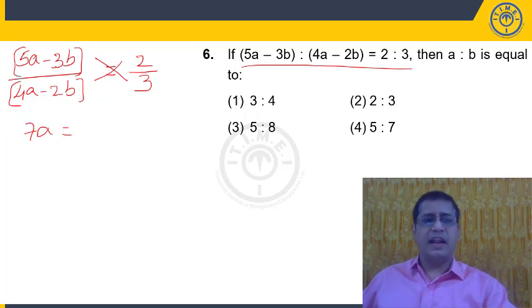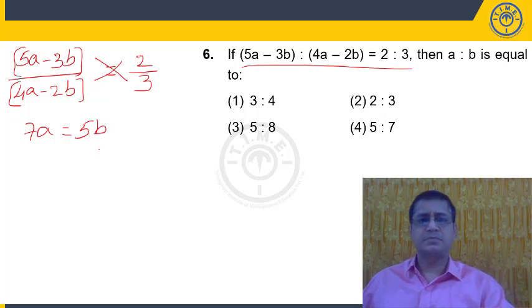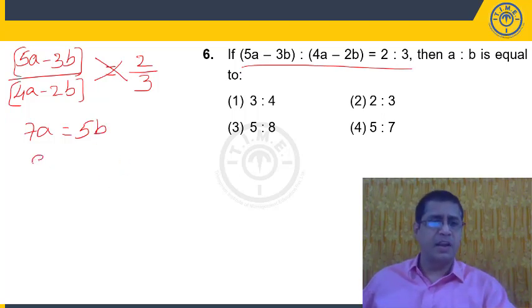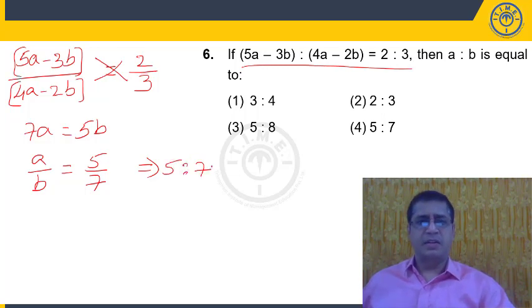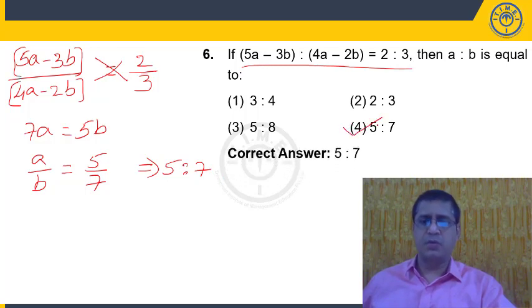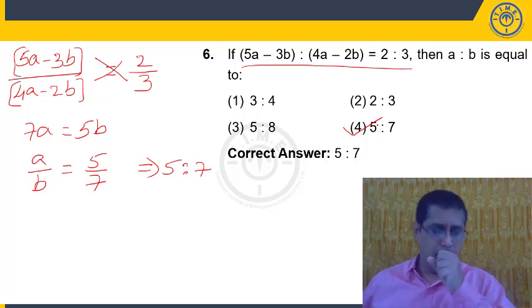3 into 3, 9B. 2 into 2, it is 4B. 9B minus 4B. How much? It is 5B. 7 times A is equal to 5 times B. Now taking variables on one side and numbers on the other side. So what is the ratio of A and B? It is 5:7. The right choice is option 4. Fourth choice is the right choice.